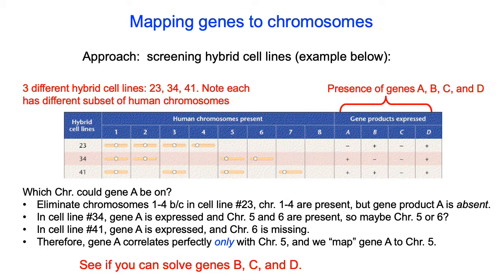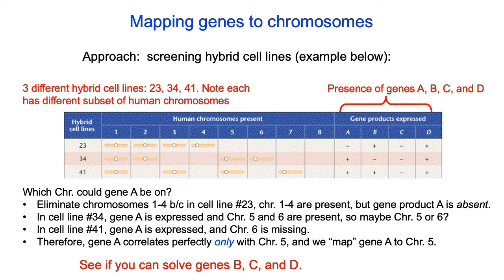In cell line 34, we see that gene A is expressed and chromosomes 5 and 6 are present. We've already excluded chromosomes 1 and 2. The other chromosomes present there are 5 and 6, so perhaps gene A is located on chromosome 5 or 6. We then look to see what other information we have from the 3rd cell line, number 41. Gene A is expressed, and in terms of chromosomes 5 and 6 that we've narrowed it down to, 6 is missing, but 5 is present. Therefore, gene A correlates perfectly only with chromosome 5. So we would map gene A to chromosome 5.